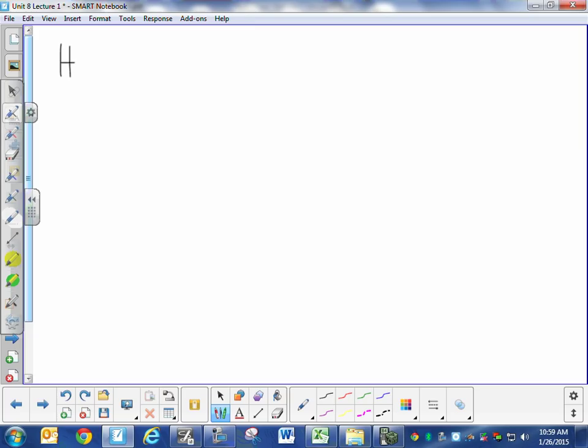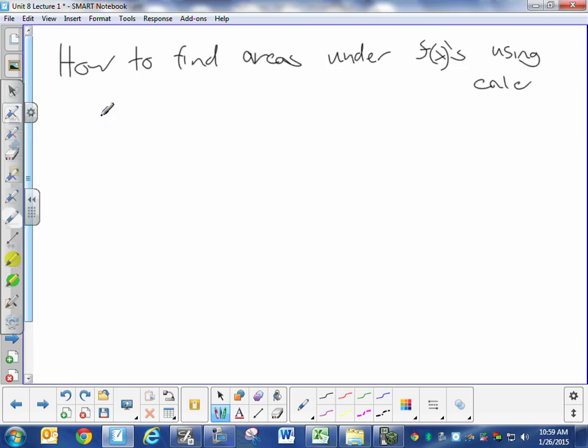how to find areas under functions using a calculator. So let's start with just a quick example, something that we could do without our calculator, the area under x squared between 0 and 4.